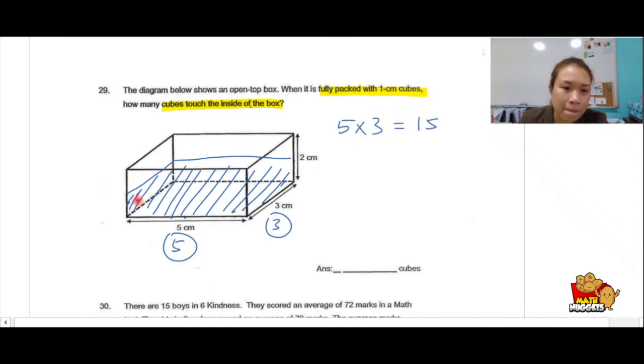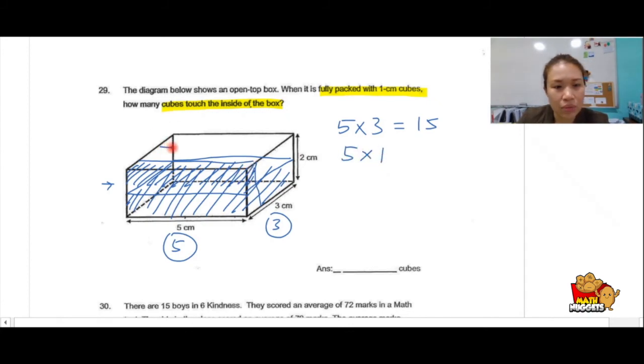Done. Now, can you look at the top part here? The first, the front piece. We can actually place another row on top, right? So that's another 5 cubes. That's another 5 times 1.